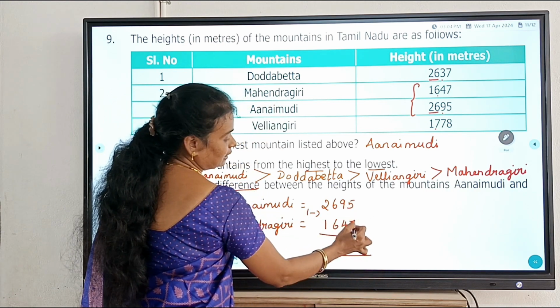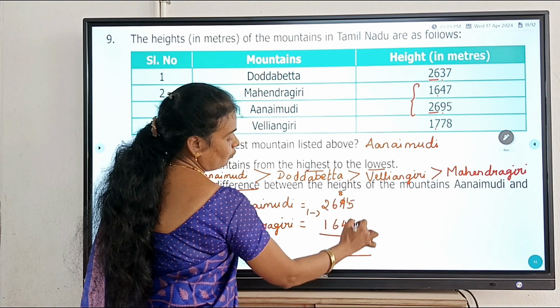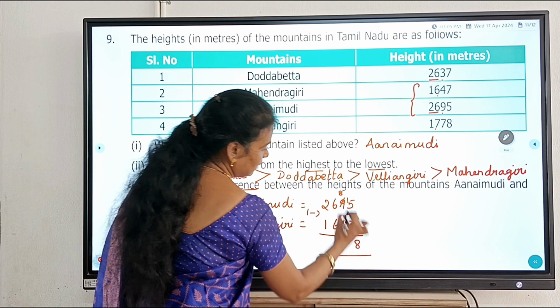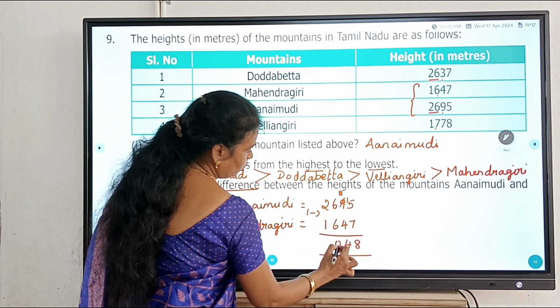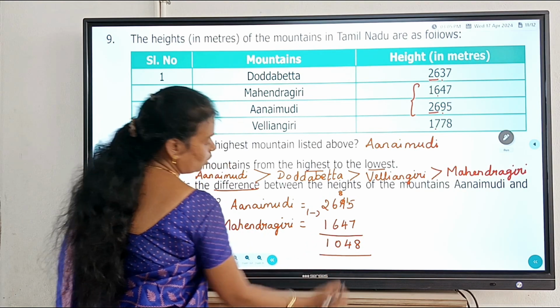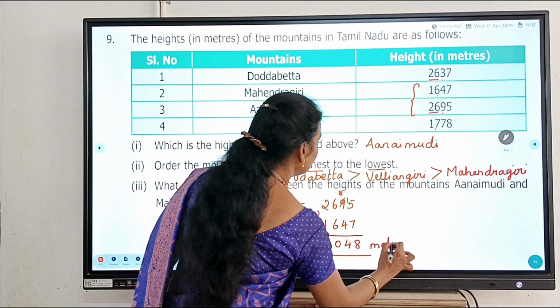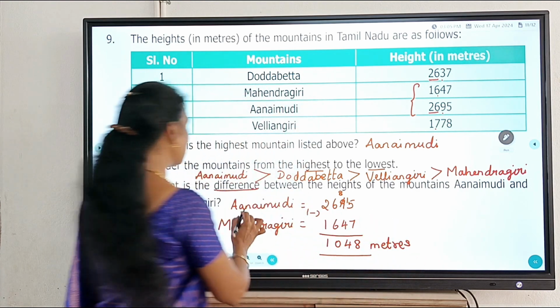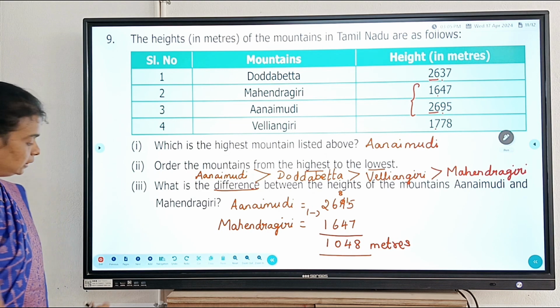So you can't subtract 7 from 5. So you are borrowing, 9 becomes 8. So 15 minus 7 is 8. 8 minus 4 is 4. 6 minus 6 is 0. And 2 minus 1 is 1. So 1048 meters. So the difference in heights between Anamudi and Mahendragiri is 1048 meters.